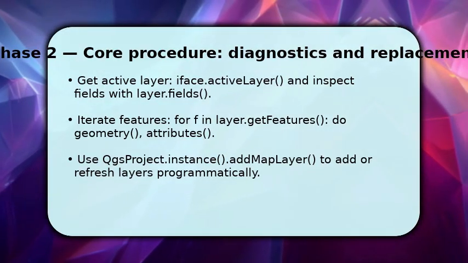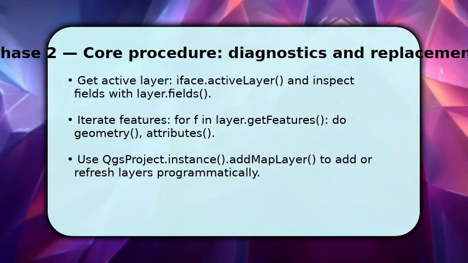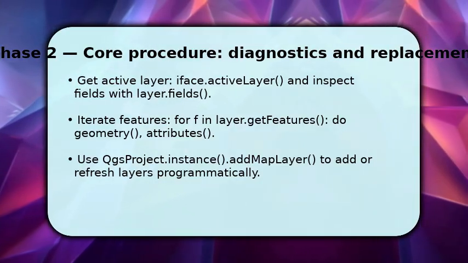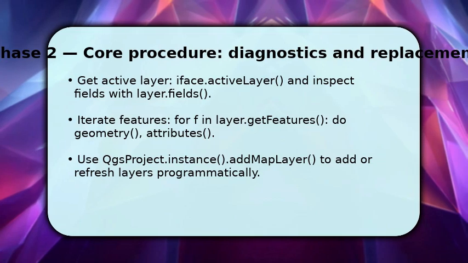If you add or generate layers programmatically, use QgsProject.instance().addMapLayer() so QGIS shows them immediately. These steps focus on a read, modify, write flow, and keep your map synchronized with changes.